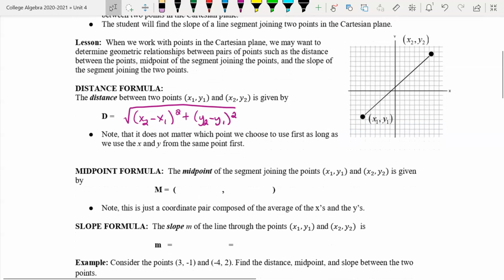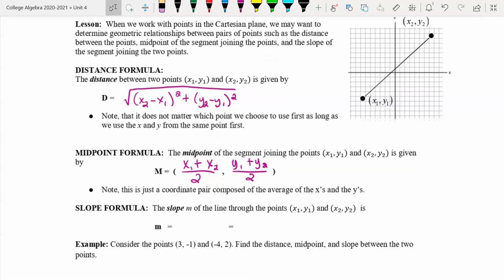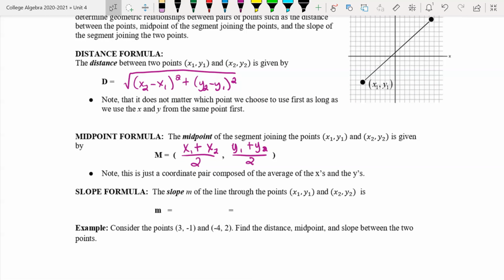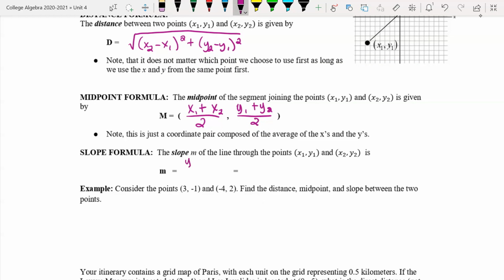Midpoint formula: the midpoint of the segment joining the points is given by this equation, (x1 plus x2) divided by 2, (y1 plus y2) divided by 2. And that's going to be a coordinate, right? So this is just a coordinate pair composed of the average of the x's and the y's. And then lastly, slope, which is y2 minus y1 over x2 minus x1. Hopefully you remember that one, aka it's rise over run.